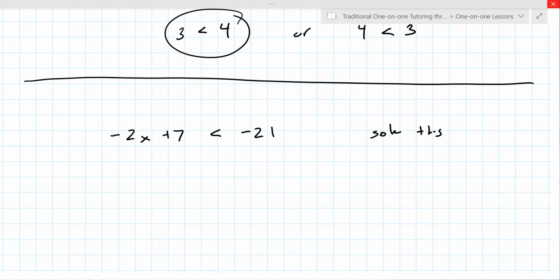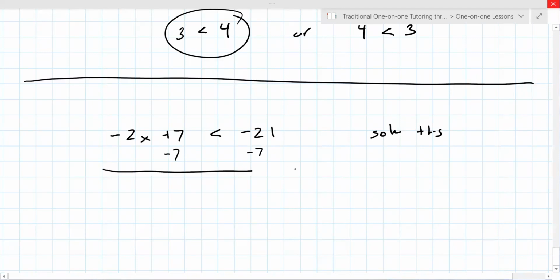X less than 7. Okay, did you subtract 7 from both sides? Yeah, I did. Okay, so this actually becomes negative 21 minus 7, so that's negative 28. Now you're going to divide both sides by negative 2.